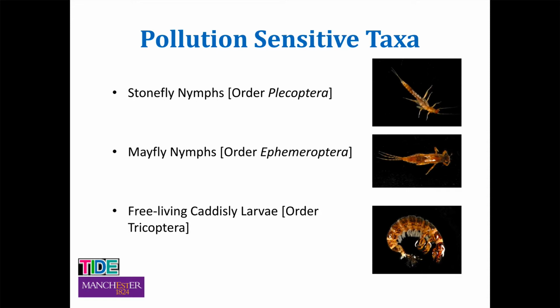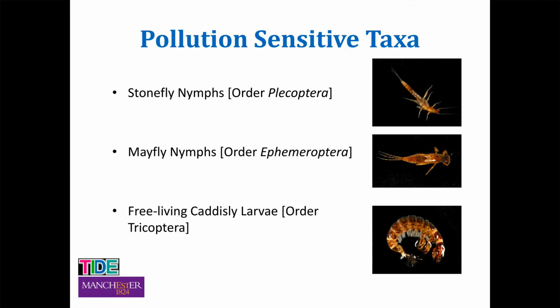So here's some examples of some pollution sensitive taxa. We have stoneflies, order Plecoptera, the picture at the top, mayfly nymphs, order Ephemeroptera, here with 3 tails, and free-living caddisfly larvae, order Trichoptera, which you have an example of a picture here at the bottom.